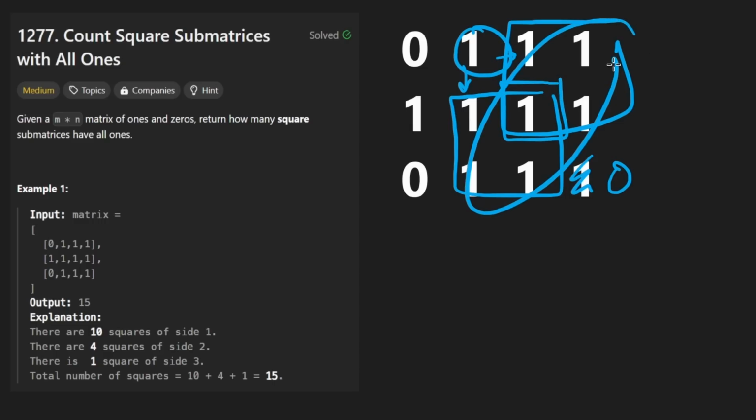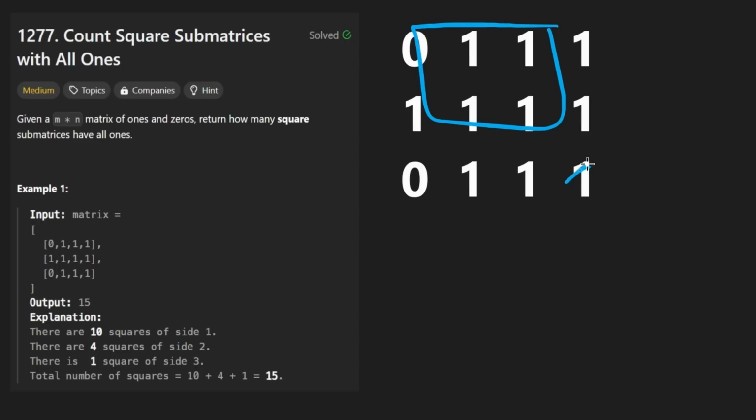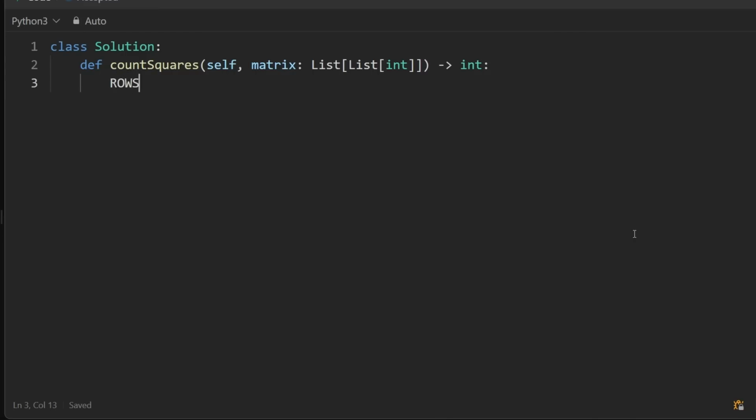So among those 3, the minimum would have been 1, and so that tells us that the biggest square we can create from here would have been the 2 by 2 if this was a 0. So everything works out very cleanly. Let's code it up. So first I'm just going to get the dimensions of this grid.